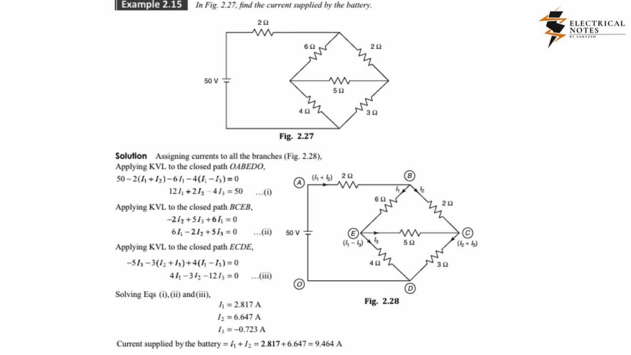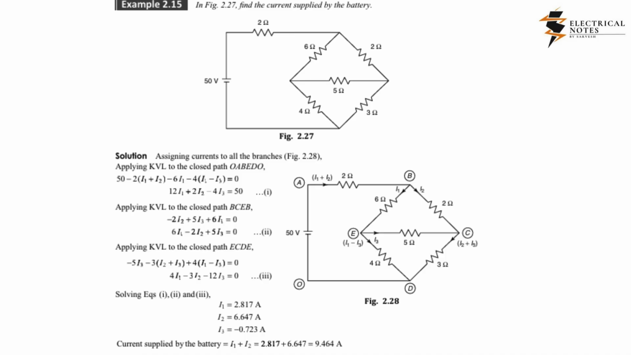Solving for I1, I2, and I3: 1, 2, 3, 2817, 6647, 0723 equals.